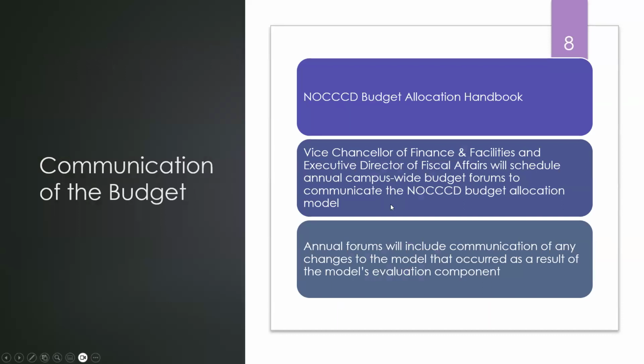We are also required to schedule our annual campus-wide budget forums, which is this one, to communicate the budget allocation model. And the intention here is to try to provide a really high-level understanding of our budget process so that you can start to understand all the different pieces that relate to it as it whittles down to your department level. And then we also do communicate in there, as well as at the different committees, any changes that have been made to the resource allocation model.